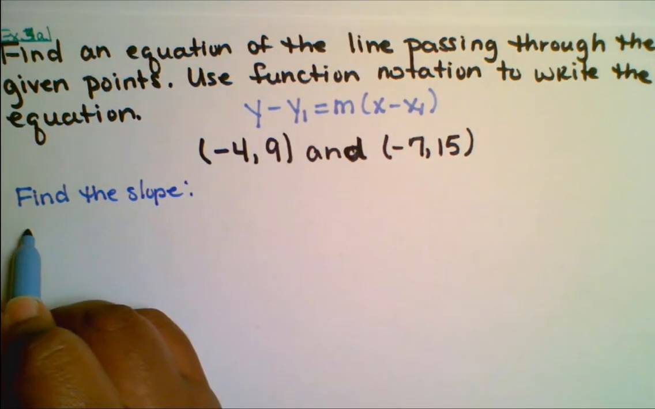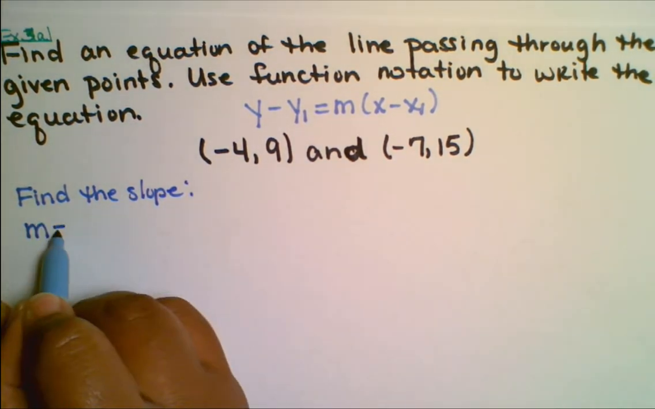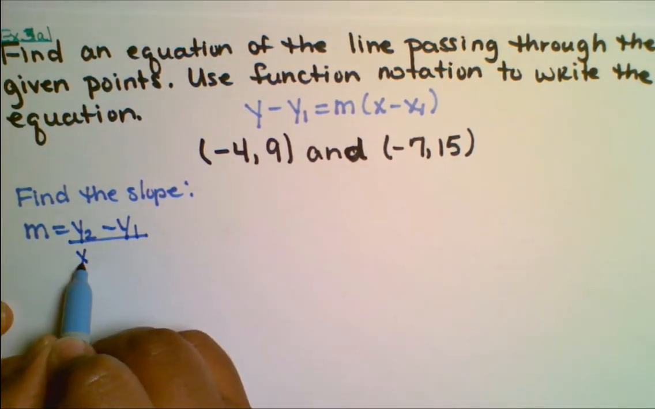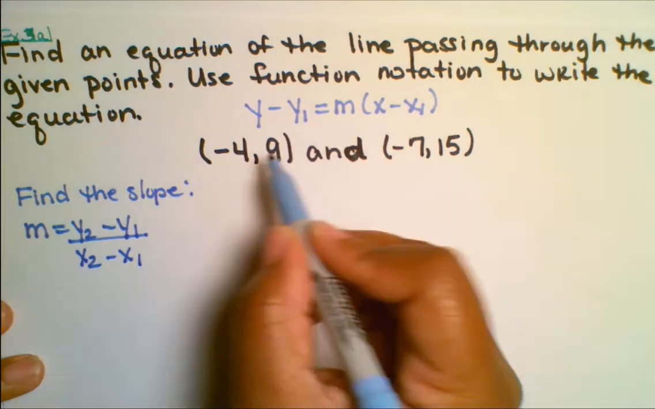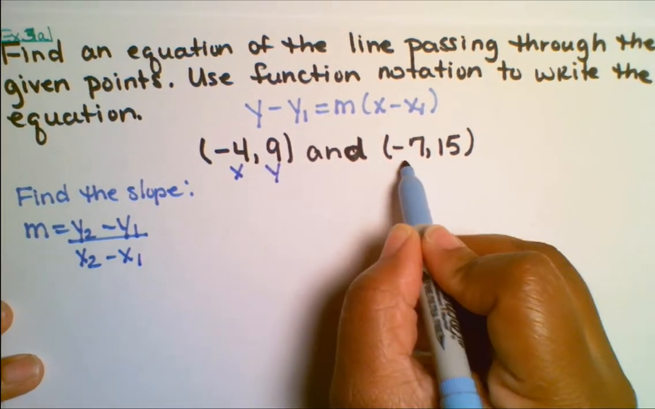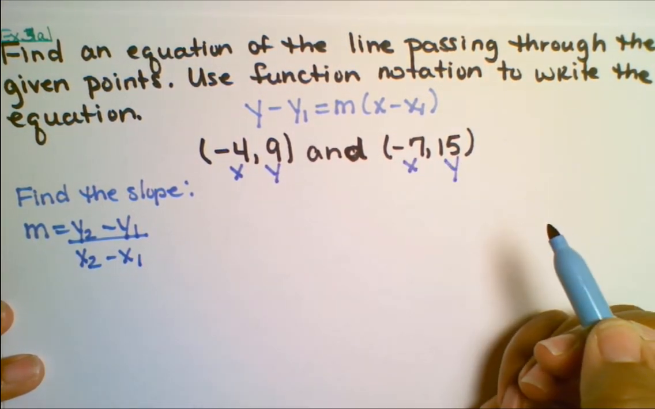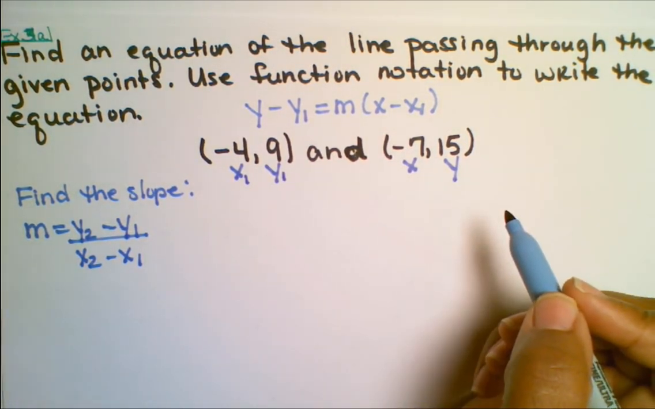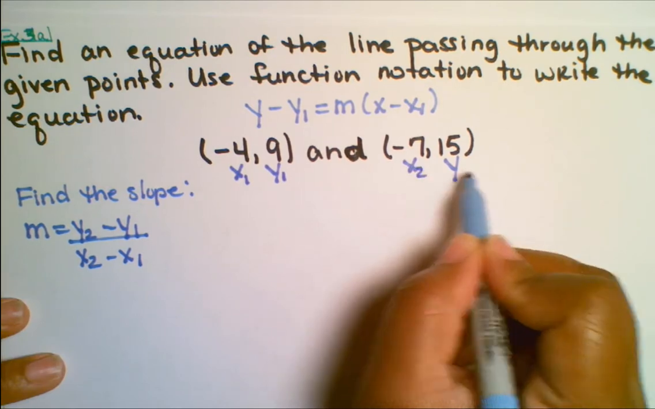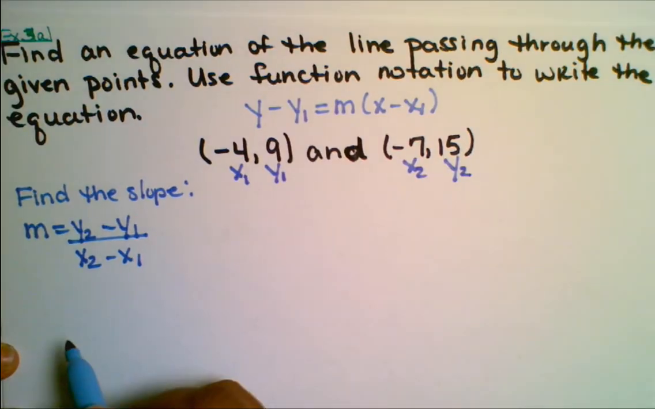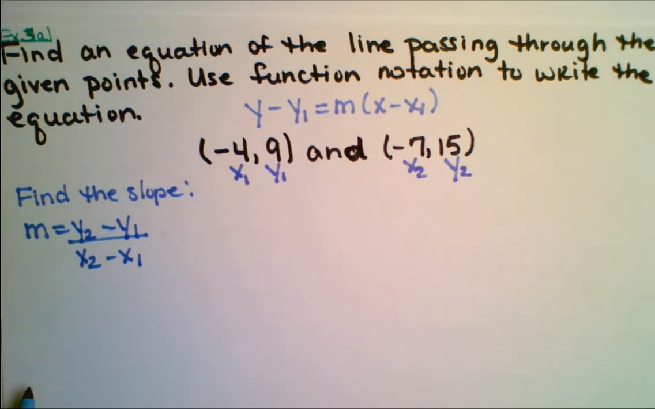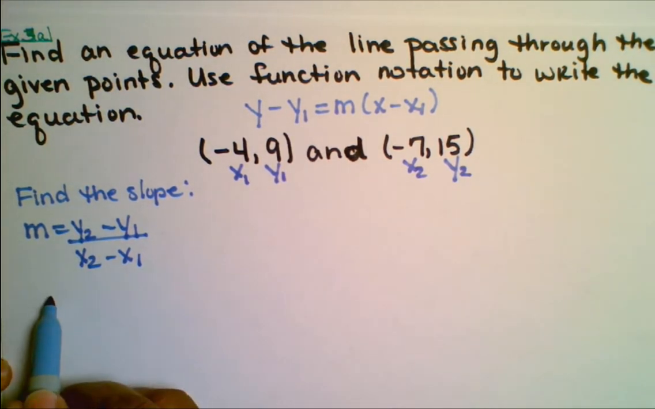And in finding the slope, we're going to use the formula m is equal to y sub 2 minus y sub 1 all over x sub 2 minus x sub 1. No matter what, your ordered pairs are always the same. The first set of points, we'll label with the subscript of 1. The second set of points, we'll label with the subscript of 2. Now we're going to plug everything that we have into the formula to find the slope.